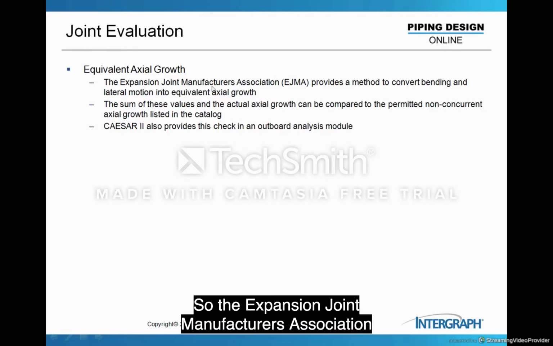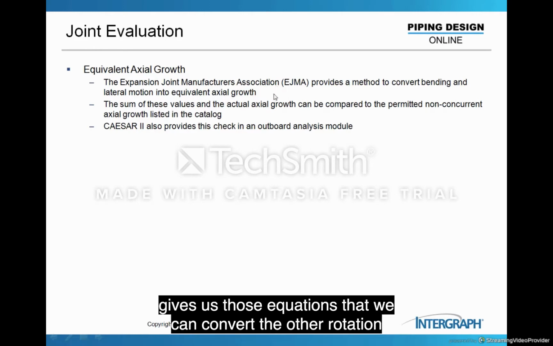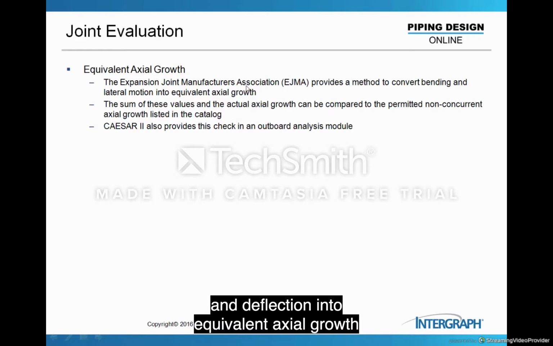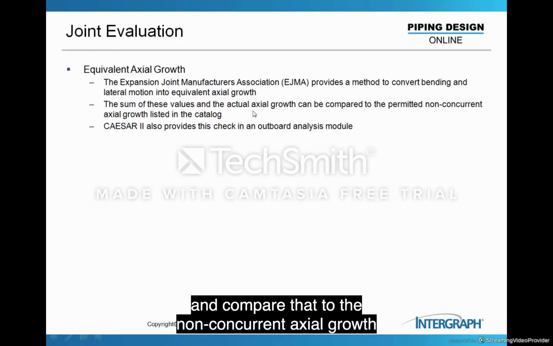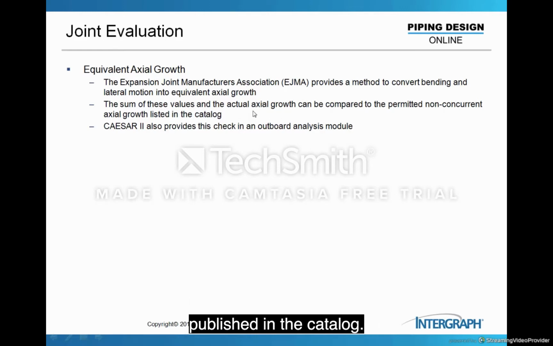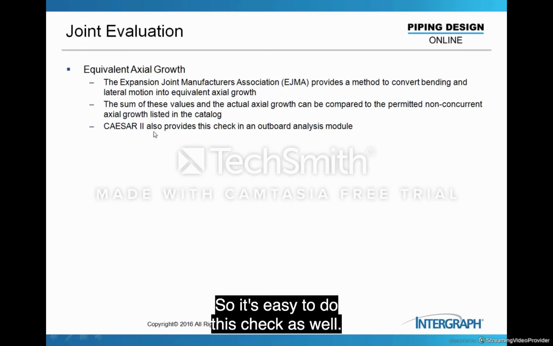So the Expansion Joint Manufacturers Association gives us those equations that we can use to convert the other rotation and deflection into equivalent axial growth and compare that to the non-concurrent axial growth published in the catalog. So Caesar 2 does this check as well.